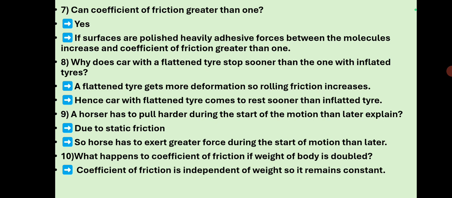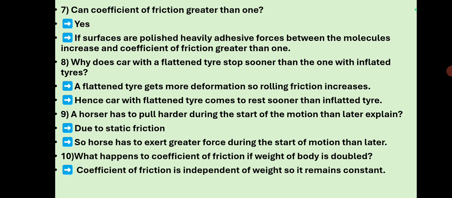Next, why does a car with flattened tires stop sooner than one with unflattened tires? Actually, flattened tires will get more deformed. Deformed means a change in size and shape of the body. It undergoes deformation, so rolling friction increases. So a car with a flattened tire comes to rest sooner than with an unflattened tire due to greater rolling friction. Why is rolling friction more? Because it gets more deformed.